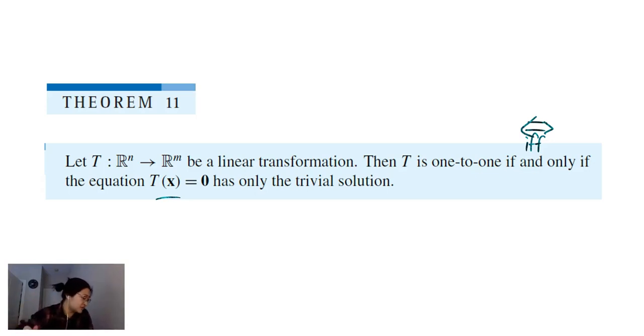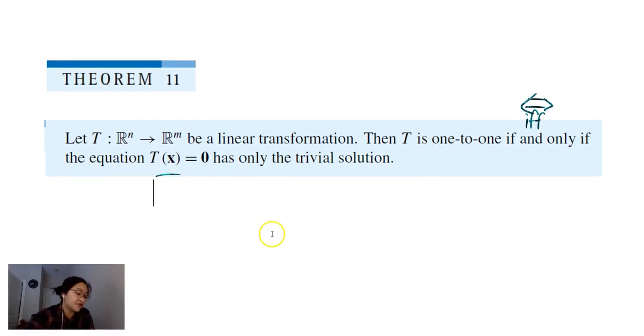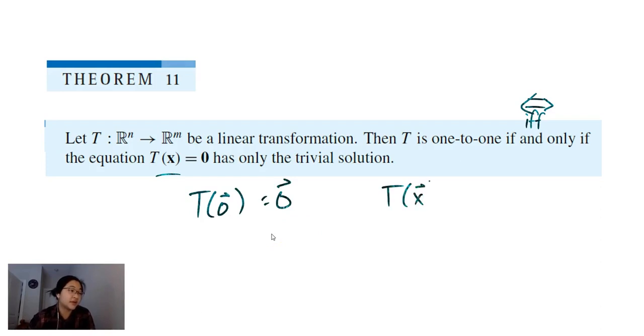And just a quick justification for that. Since we have a linear transformation, T of the 0 vector has got to be 0. And if it's one-to-one, then T of x giving us 0 is only happening one trivial time, when x is the 0 vector.